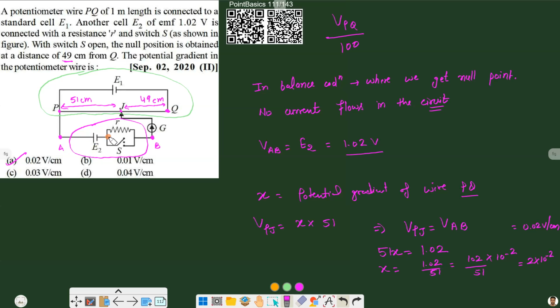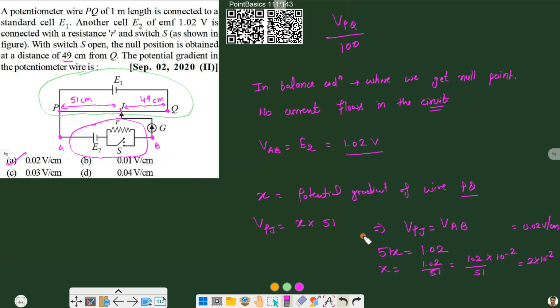In these types of questions, normally we do all the calculations at the null point, and at the null point there is no current flowing in the second cell, not in the first cell. There is current flowing from P to Q. Due to that current, there is some potential drop from point P to J, and that potential drop is balancing this cell, and that's why we are getting a potential gradient here.